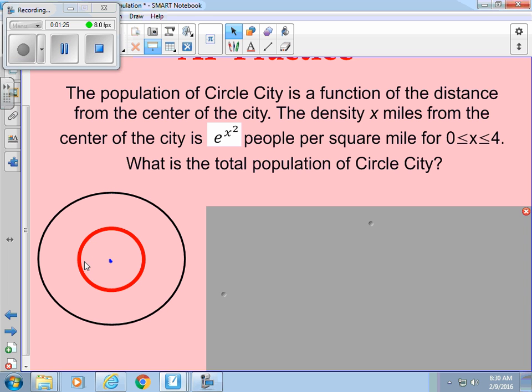It's a tough question. The red is something I made up. I drew it. So we're trying to find the full black, the whole black circle, the population inside the whole black circle. Let's do the area.